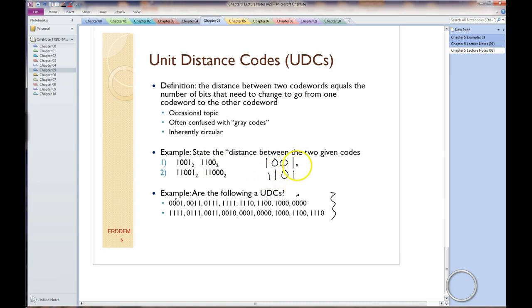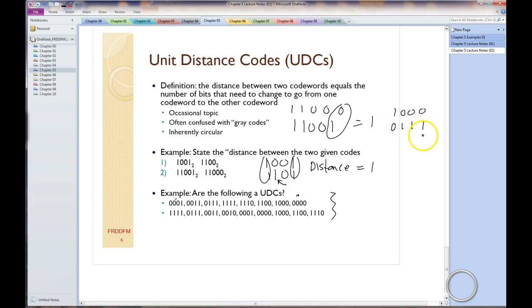So here, these 2 bits match, these 2 bits match. What I have to do to go back and forth between these is toggle that bit right there. So that distance equals 1. For the other code word, I've got 11001 and 11000. Once again, the distance between these is just a matter of differences in those bits. The distance is once again 1. Not too exciting of an example. Off the cuff, the distance between 2 code words for a 4-bit code could be 4, because none of the bits match.